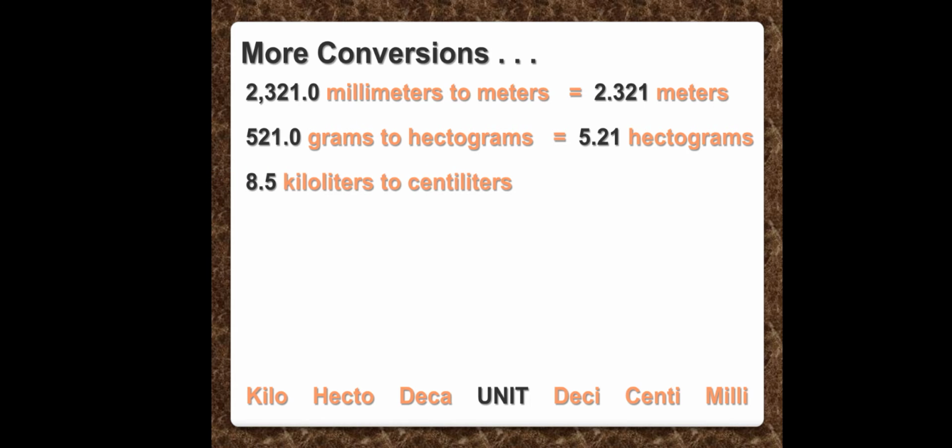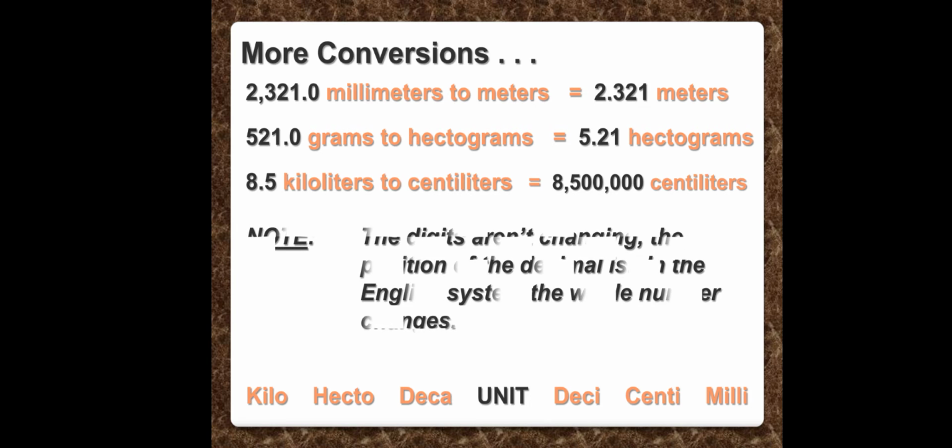8.5 kilometers to centiliters equal to 8,500,000 centiliters. Note, the digits are not changing. The position of the decimals is. In the English system, the whole numbers change.